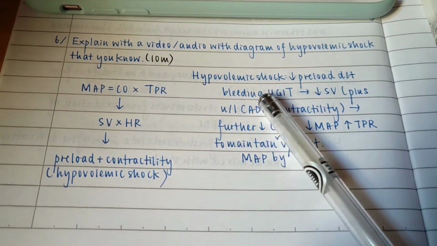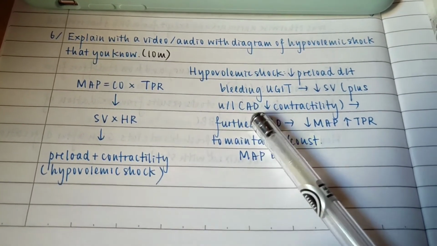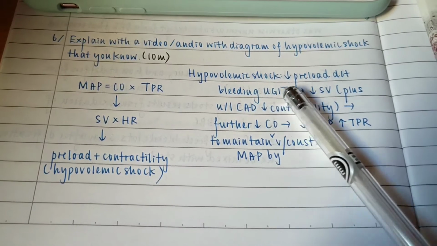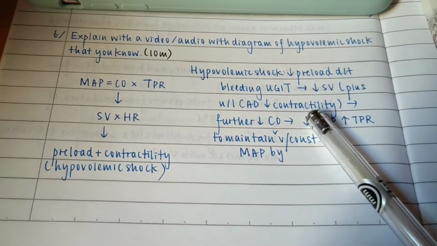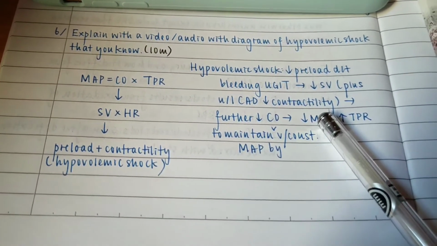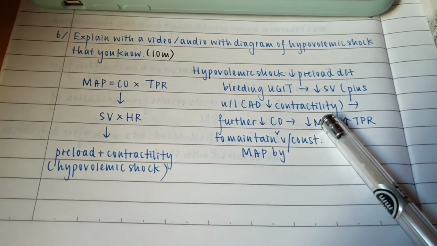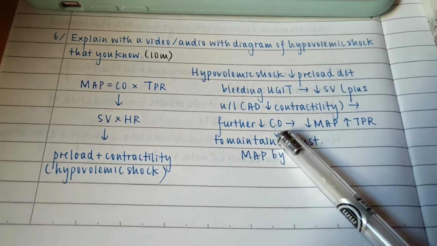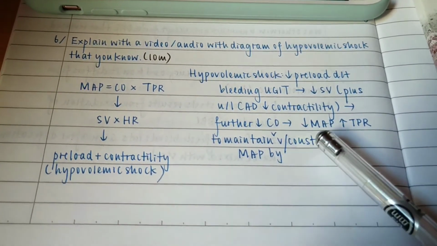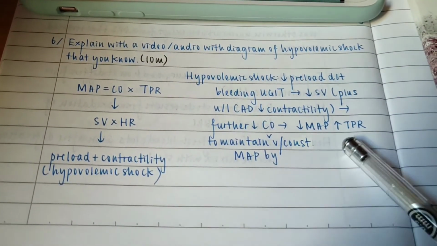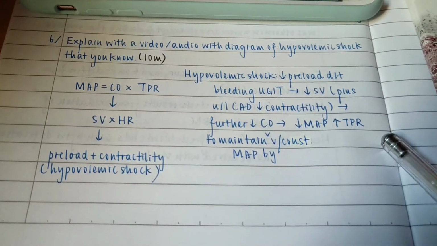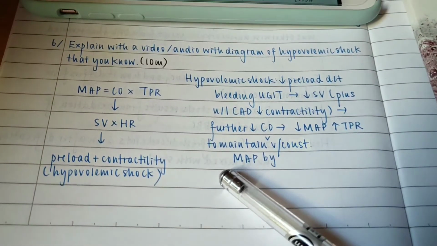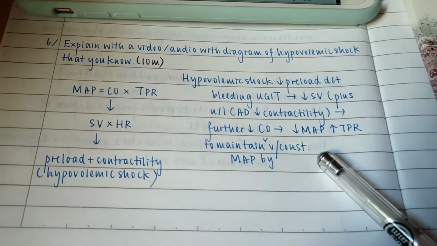And also because the patient has underlying coronary artery disease, he will have reduced contractility of his cardiac muscles due to the stress in the body that he experienced, and it will further reduce the cardiac output and reduce the mean arterial pressure and increase the total peripheral resistance to maintain his blood pressure by vasoconstriction.